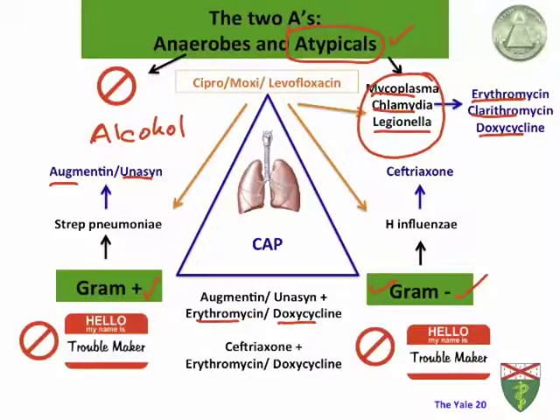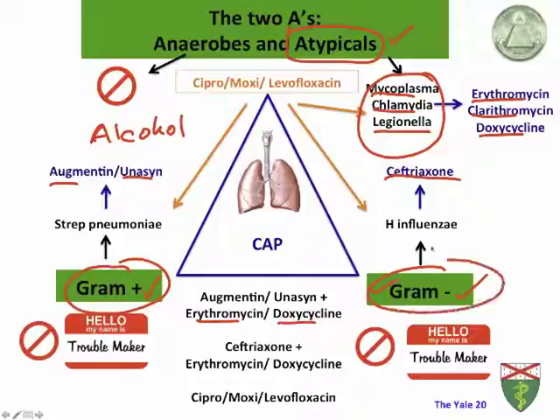Next choice would be similarly ceftriaxone plus, again, erythromycin or doxycycline. Same idea, going to cover for gram-positive, gram-negative, but you do not forget about the atypicals. Last choice would be Cipro, Moxi, or Levo. So pick a fluoroquinolone. And the beauty is, again, you cover against all three at the same time with one single antibiotic: gram-positive, gram-negative, and your atypicals. So those are your three choices. And if an attending asks you why you pick those, you can justify it.